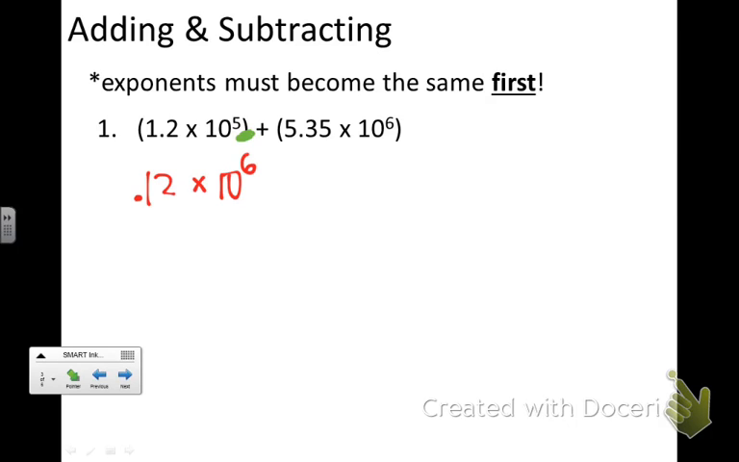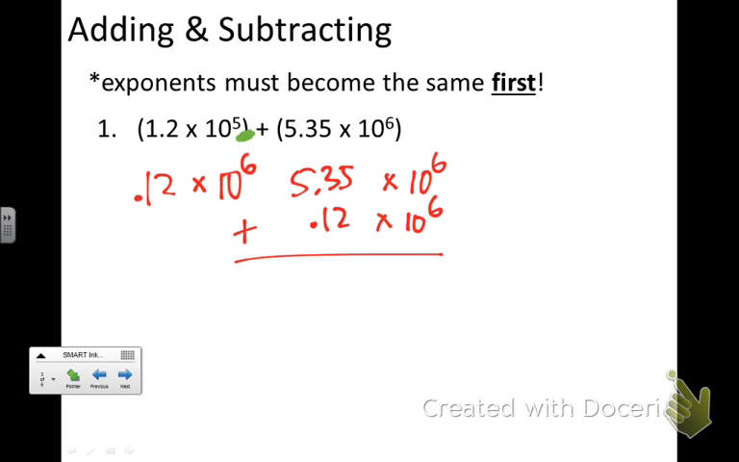Now, even though this problem is no longer in scientific notation, I can now add or subtract them. Problem says add, so we're going to add. Well, let's line up our decimals, right? First rule of adding decimals, you line them up. 5.35 times 10 to the 6th plus 0.12 times 10 to the 6th.